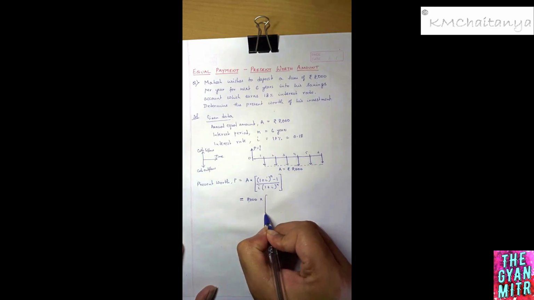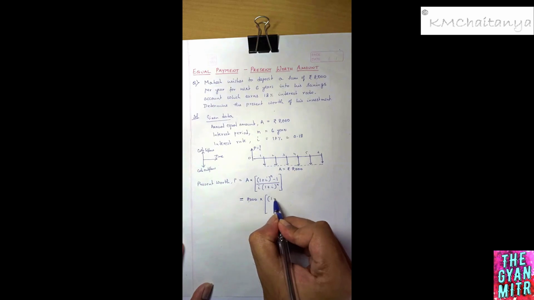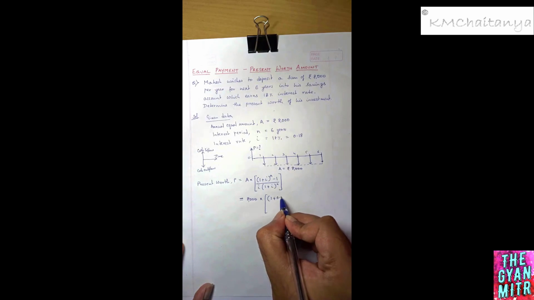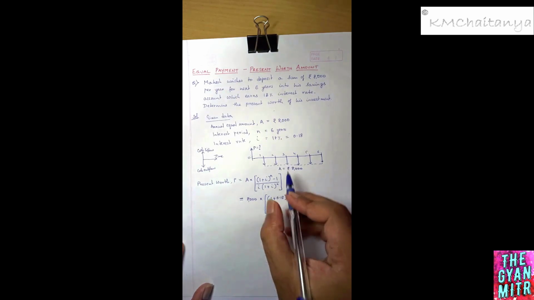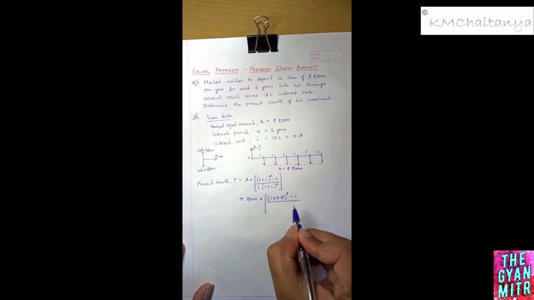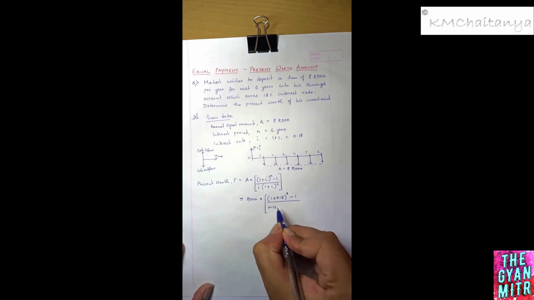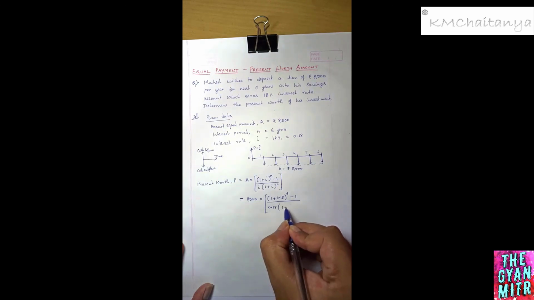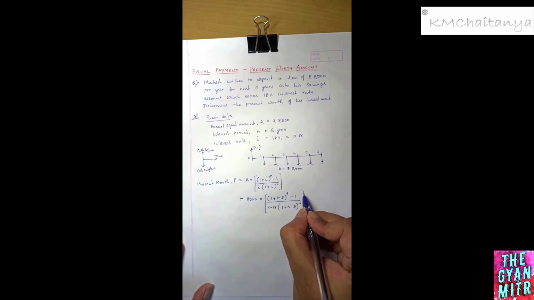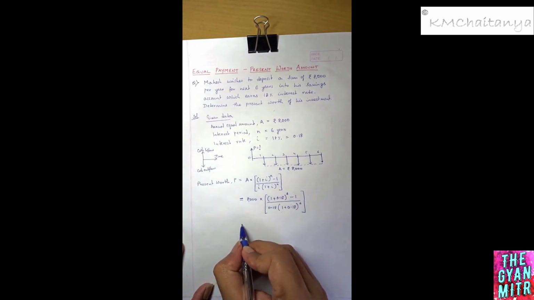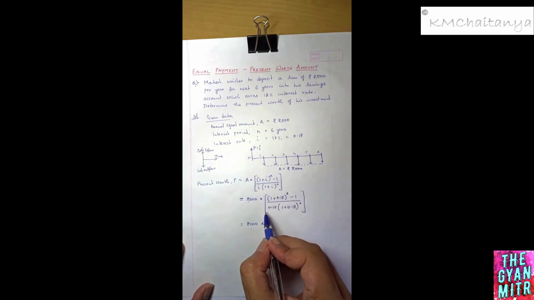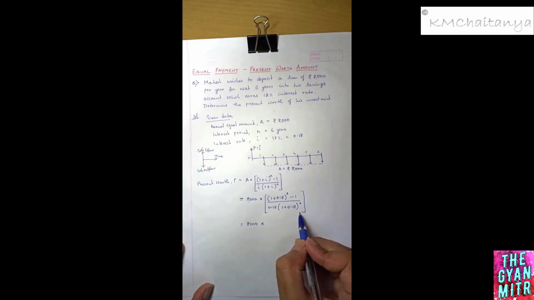multiplied by (1 plus rate of interest 0.18, to the power of n, 6, minus 1) divided by (I, 0.18, multiplied by (1 plus 0.18) to the power of 6), which is equal to 8,000 multiplied by, we'll calculate the value of this particular term.